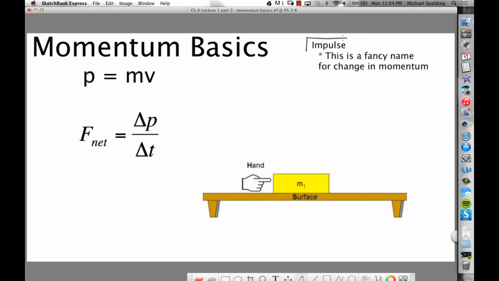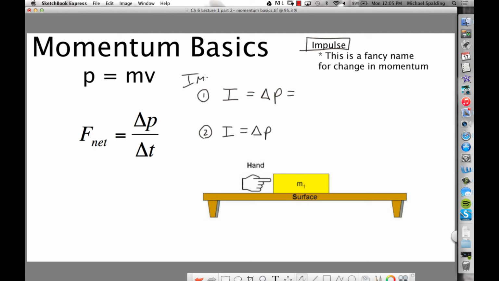The word impulse. Now, as if physics is not challenging enough, you need to remember that impulse is simply another way of saying change in momentum. It's a fancy name for change in momentum. So impulse equals change in momentum. There are two ways to calculate what impulse is.